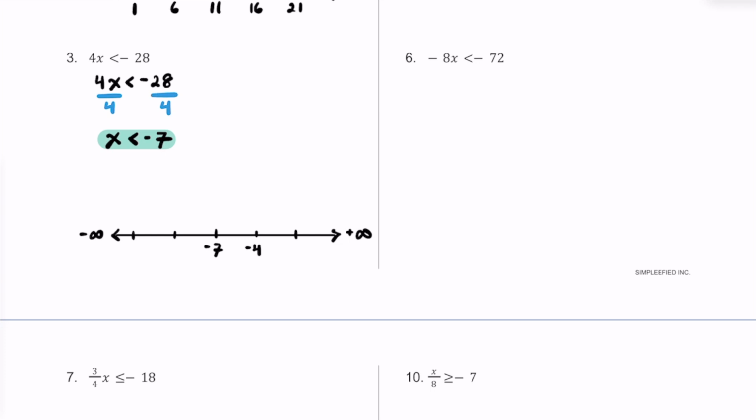So 3 more would be -4, 3 more would be -1, 3 less would be -10, and 3 less would be -13. Now, x has to be less than -7. It can't be equal to it. So just like the last few examples, let's put an open circle. And if x has to be less than -7, the numbers here that are less than -7 are numbers like -10 and -13, or to the left of it on the number line.